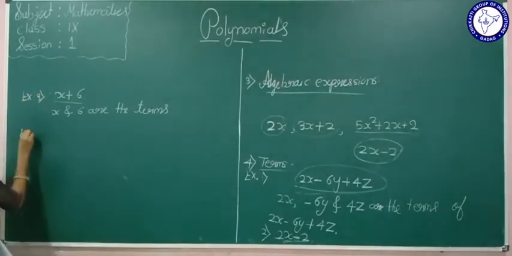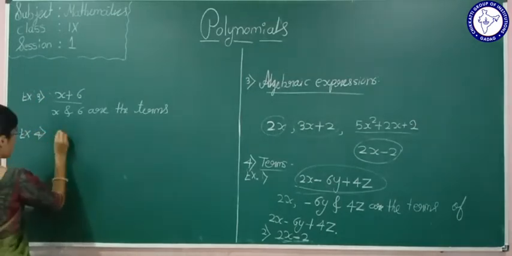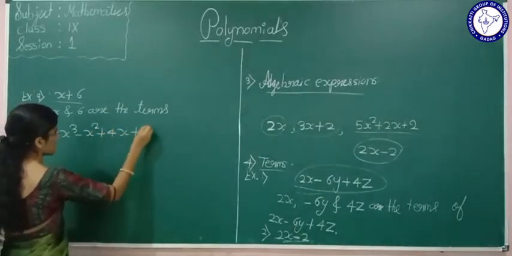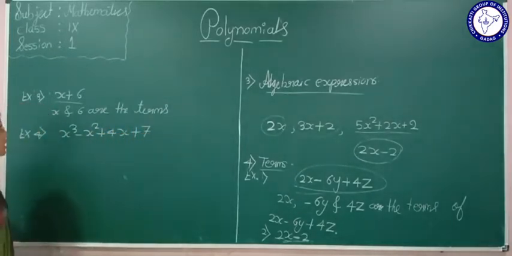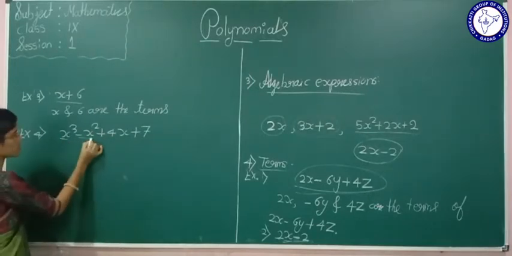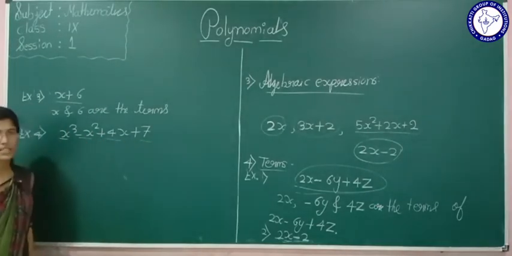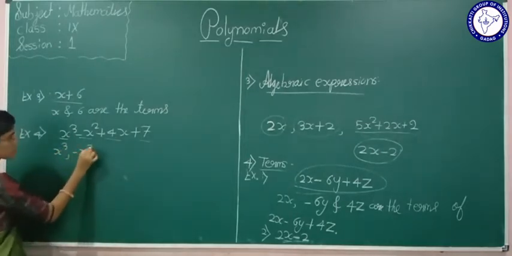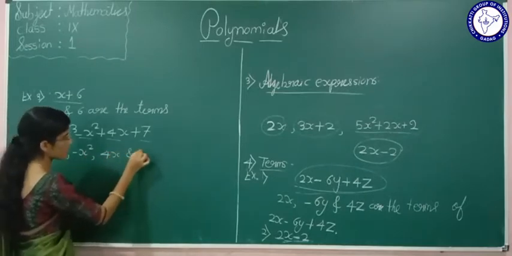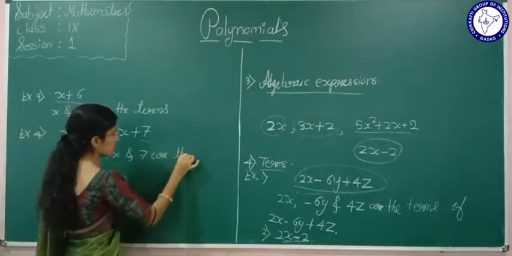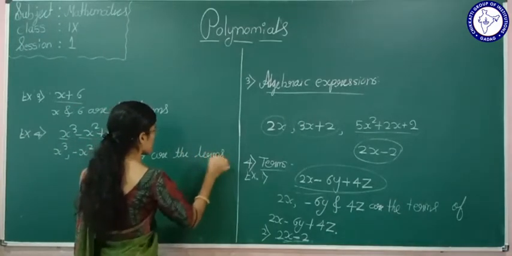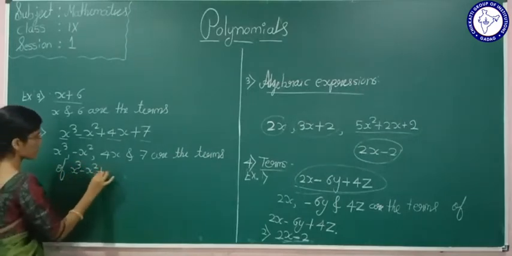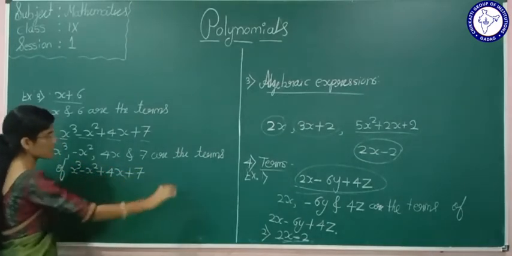Now example number 4, you see. x cube minus x squared plus 4x plus 7. Right? How many terms are there here? 1, 2, 3, 4. 4 terms are there in this algebraic expression. Which are those? x cube, minus x squared, 4x and 7 are the terms of x cube minus x squared plus 4x plus 7.